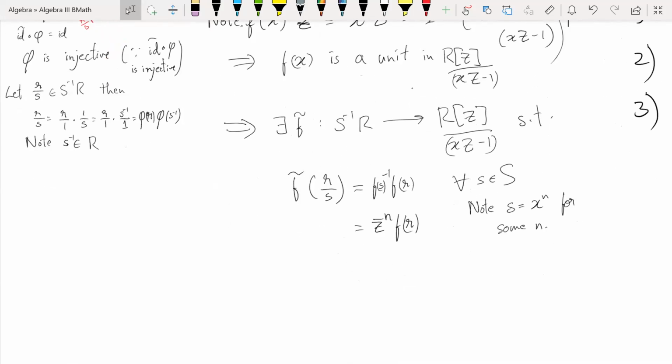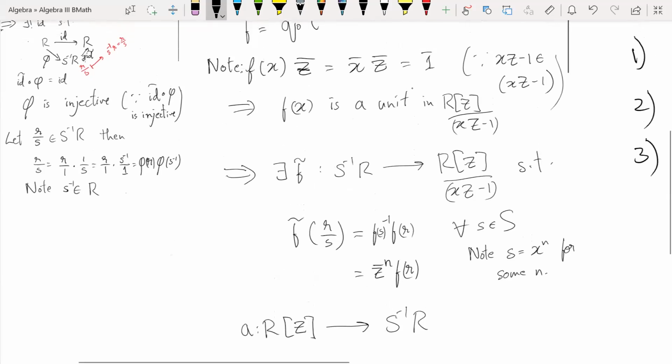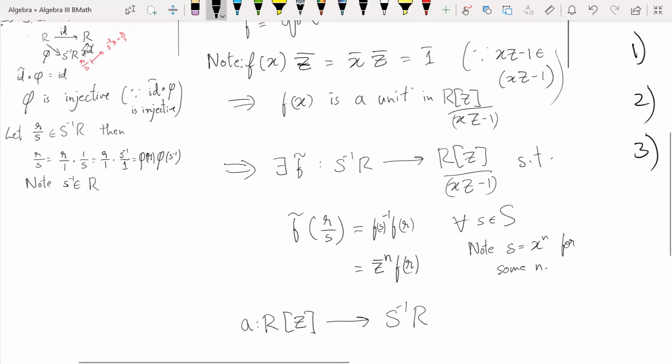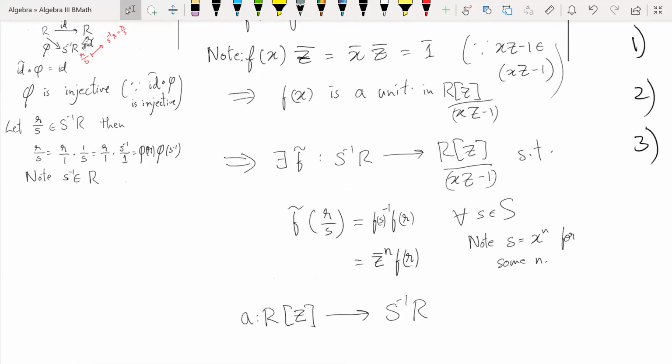Maybe I'll give a map in the other direction, instead of doing it element wise this time. So we have a map, let's call it A, from R[Z] to S inverse R. How to give a map from a polynomial ring? All we have to say is where Z goes, and then we will have the map more or less. So we should send Z to 1 over X, since Z is the inverse of X, which makes sense in S inverse R.